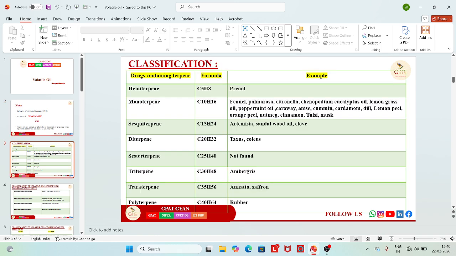And this is the classification based on the formula. Formula means the number of isoprene units in the drugs containing terpene. If there is only one terpene unit, then it would be hemiterpene. Two terpene units consist of monoterpene. Three terpene units consist of the sesquiterpene. Four terpene units form the diterpene. Five terpene units form sesterterpene, and six terpene units form the triterpene. Tetraterpene is formed with seven terpene units, and the polyterpene is formed by 8 terpene units.